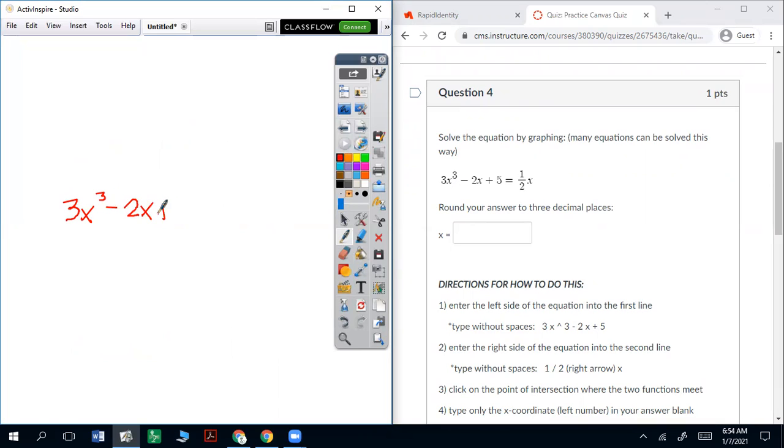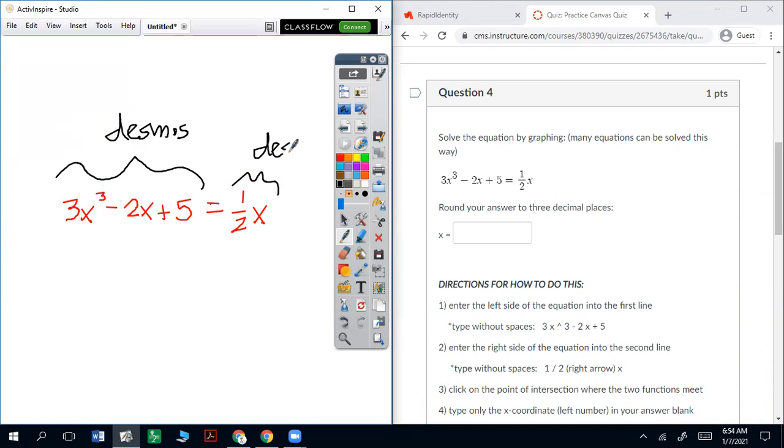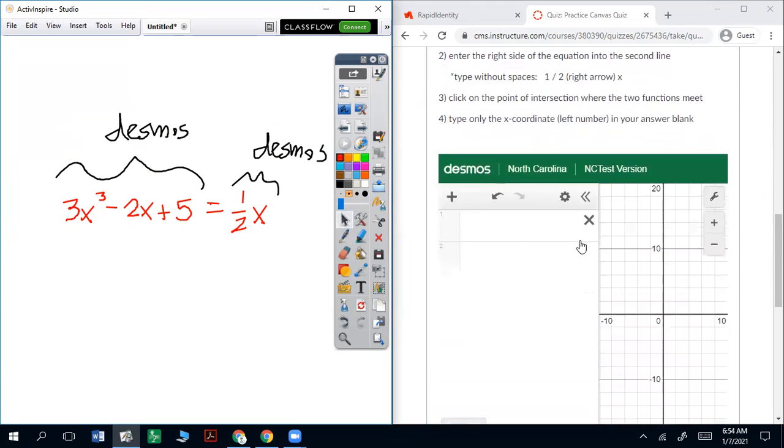So when you're solving an equation using graphing, which by the way, you can do with your other equations as well, you want to put one side of your equation into the first line of Desmos. And then you want to put the other side into your other line in Desmos. You can't put this whole thing together because it's going to give you an error message. But to go into Desmos down here, you put the 3x cubed.